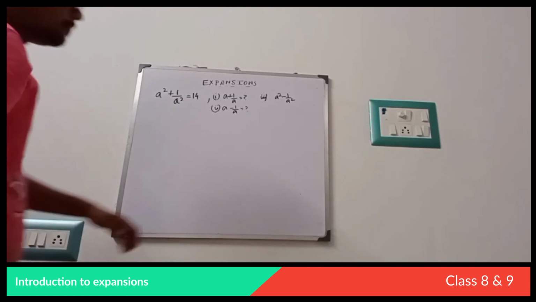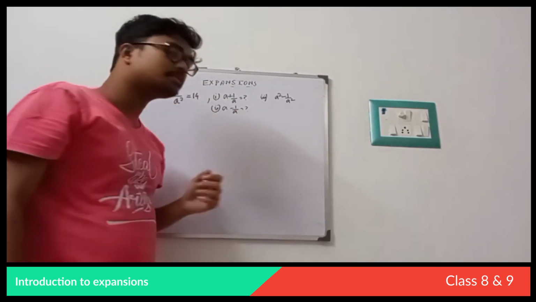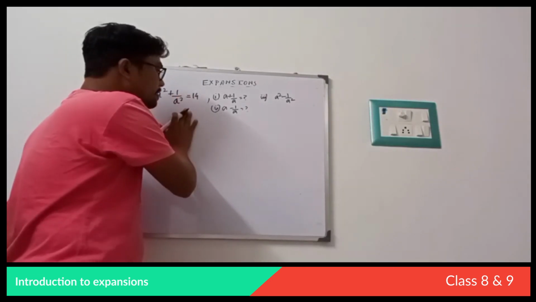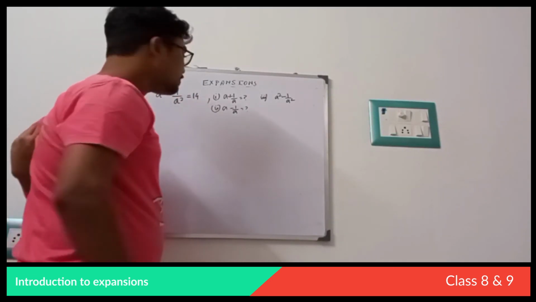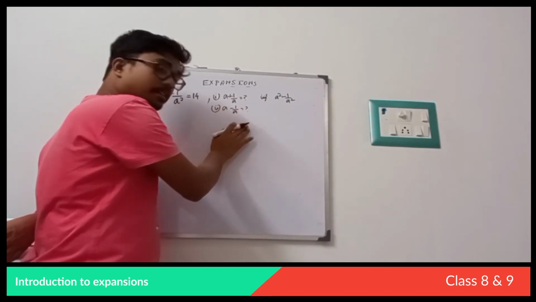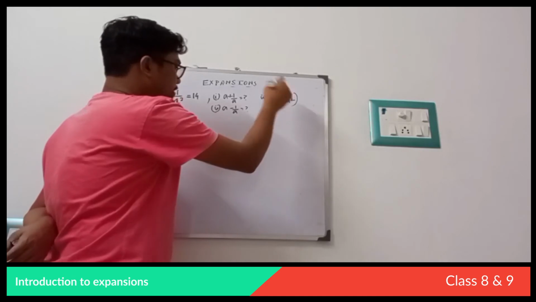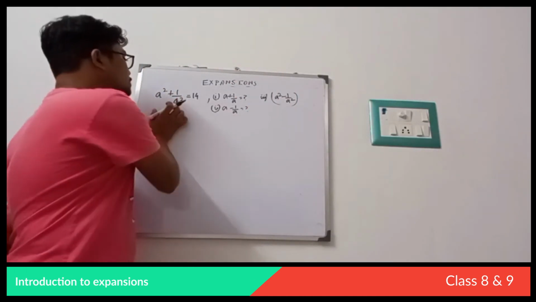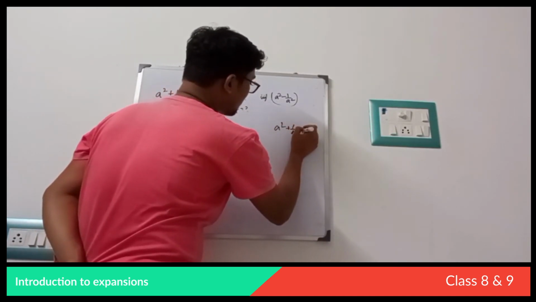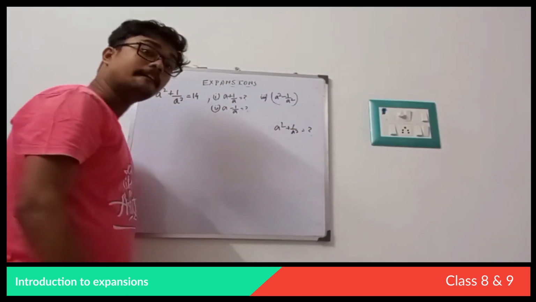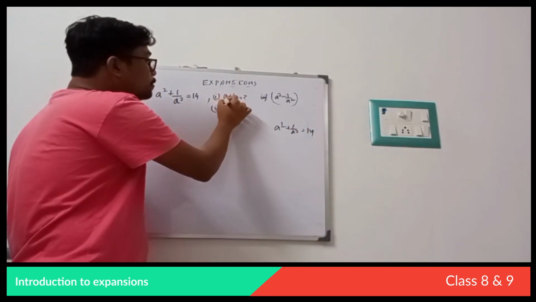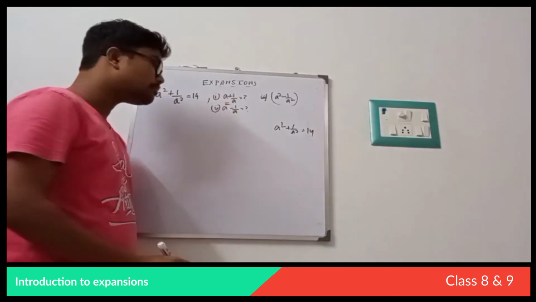So our next type of problem is this. Here the given term is a square plus 1 by a square equal to 14. Then they will ask you a plus 1 by a, then a minus 1 by a, and a square minus 1 by a whole square. So here the given term is a square plus 1 by a square equal to 14. So now we have to find a plus 1 by a.